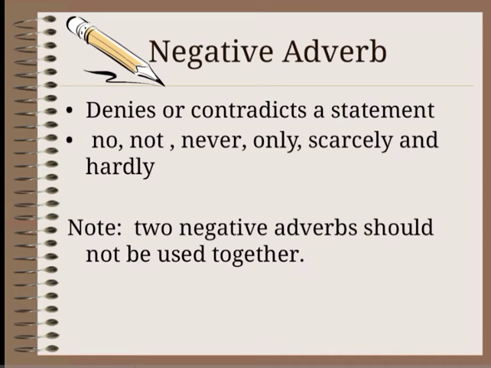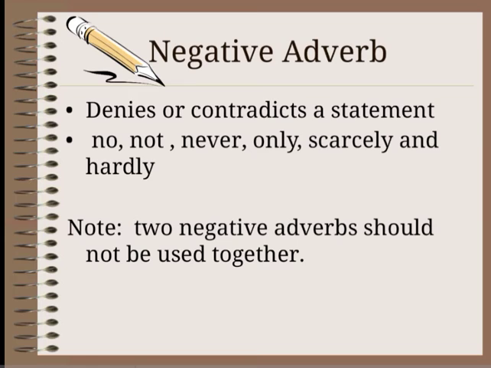Whenever you use the negative adverb, there are some tricks you have to know, but as it is given in the note column, you have to know that two negative adverbs should not be used together. Example: no and not. The two words are here. If you use the two words no, not, never, only, scarcely, and hardly together, the meaning is entirely different, and also it is not giving the right meaning. So you have to be very careful using these negative adverbs, because you cannot use the two words at the same time in the sentence.